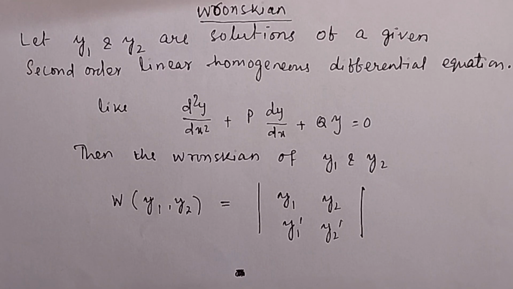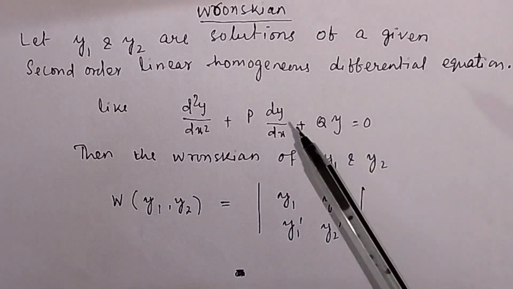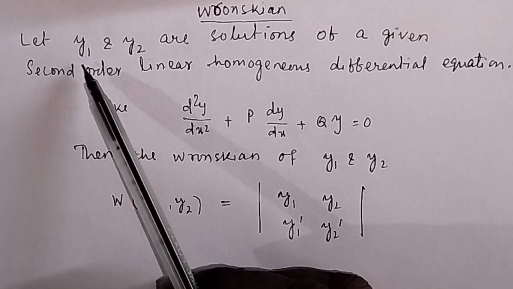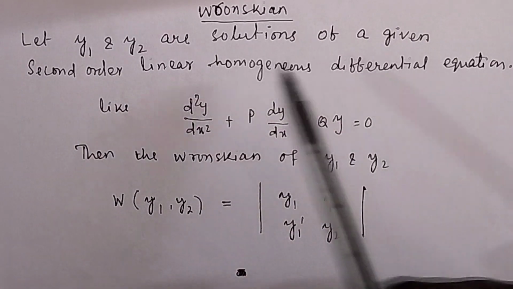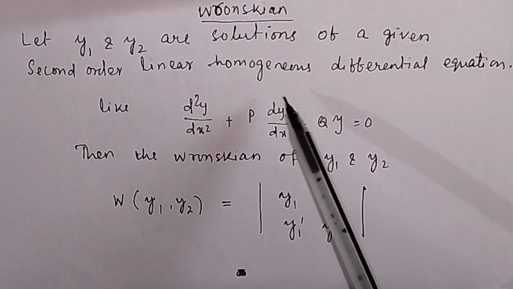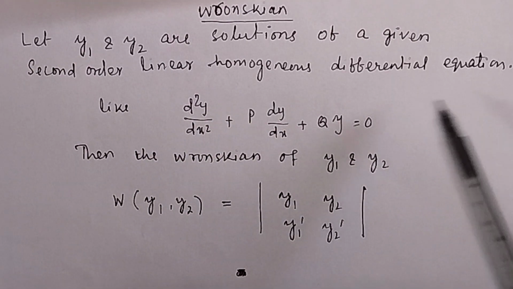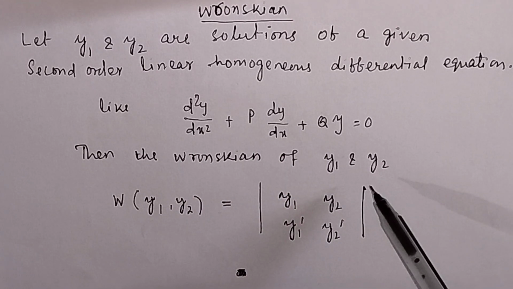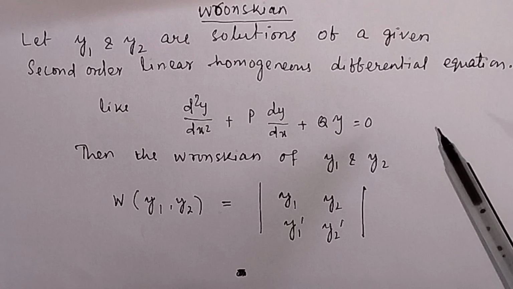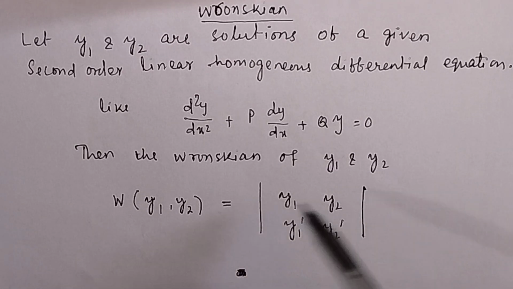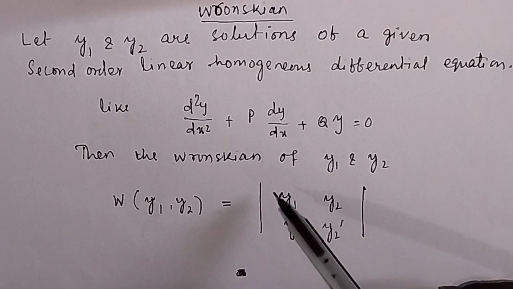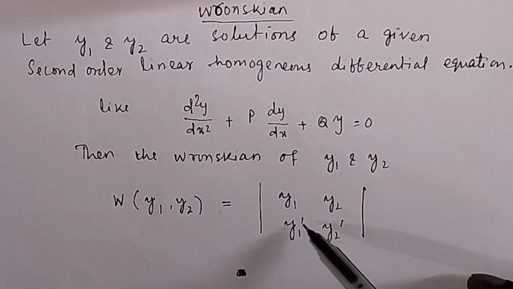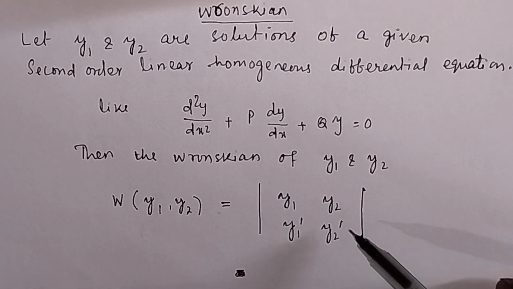So in the examination, if the question comes like this, how do we find the Wronskian of a given differential equation, you write like this. Let y1 and y2 be solutions of a given second order linear homogeneous differential equation of this form. Then the Wronskian of y1 and y2, W(y1, y2), is the determinant of y1, y2, y1 dash, y2 dash, where y1 dash and y2 dash are the first derivatives of y1 and y2.